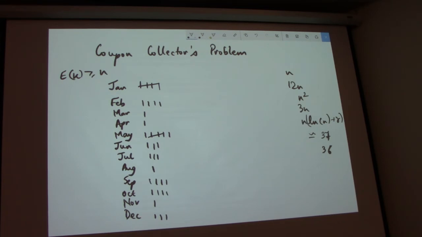So let's actually mathematically analyze and get this value. Quick question: the n times natural log of n, that guarantees a probability of what? This is the expected number of coupons that I have to see before I see all the different coupons. So in this case, the expected number of people I have to ask before I have at least one birthday in each month.